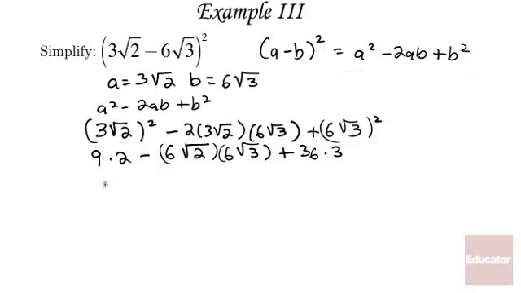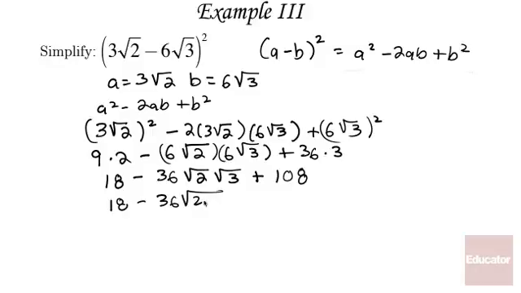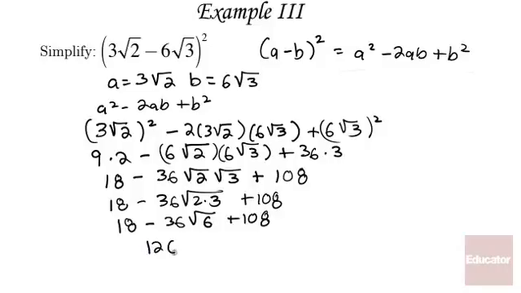Okay, so 9 times 2 is 18, minus 6 times 6, that's 36, radical 2, radical 3, plus 36 times 3, which is actually 108, using the product property to get 2 times 3. And that gives me 18 minus 36 radical 6 plus 108. So I'm going to take 18 plus 108 to get 126 minus 36 square root of 6.